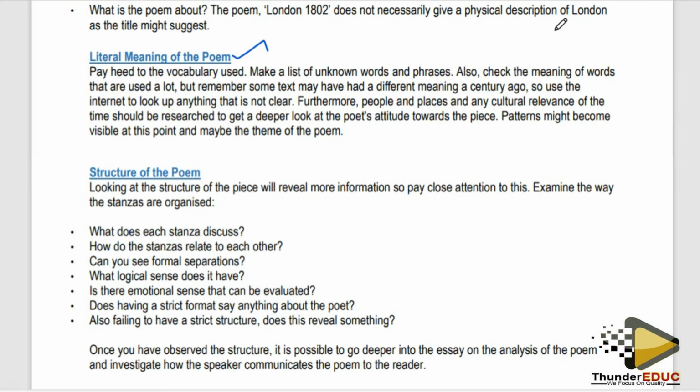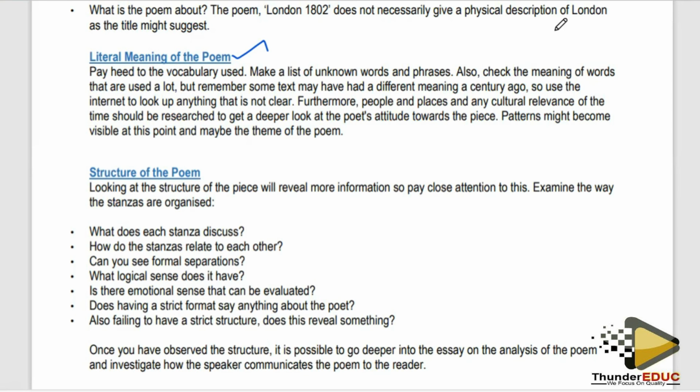Does having a strict format say anything about the poet, a disciplined poet, an older person? Because an older person, remember, they do not experiment in poetry. They will give it straight and that's it. But a younger person will start with a different style, change styles, because they're experimenting in poetry. So that's very important for us to grasp.